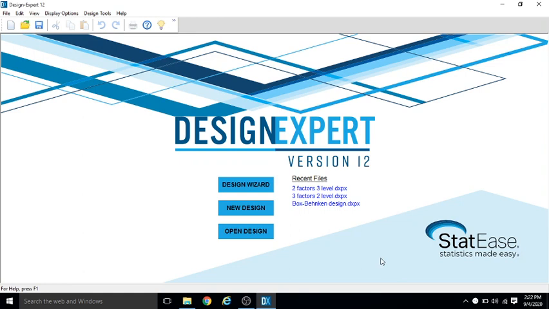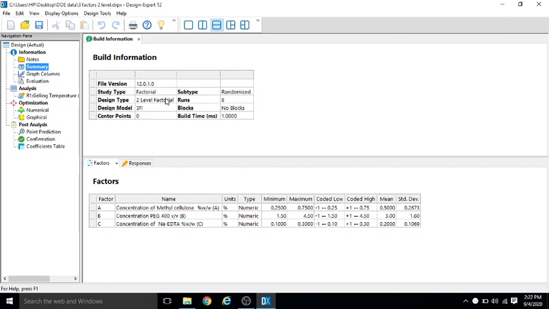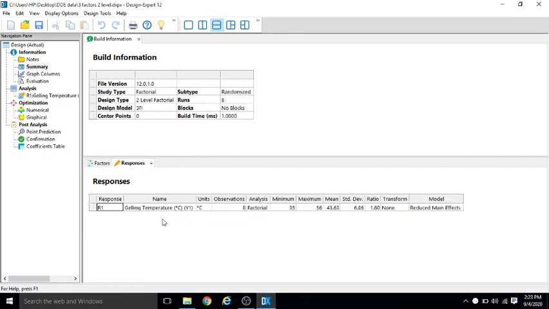Now coming back to the main. So next is 3 factor 2 level design. So when you click here, go to the summary, right? 2 level factorial design, this is also a factorial design. You will notice that the number of runs are 8 and the design model is 3FI. So 3 factors are concentration of methyl cellulose, concentration of PEG 400, and the concentration of sodium EDTA. There is only one response, that is gelling temperature.